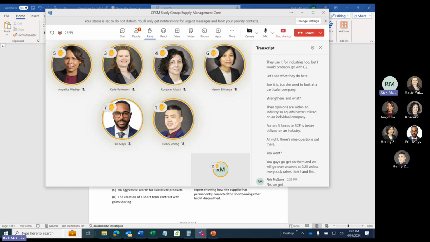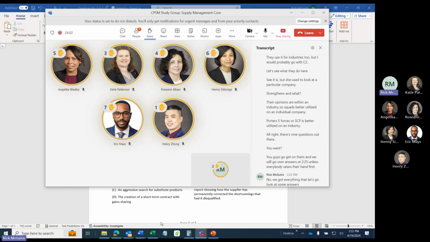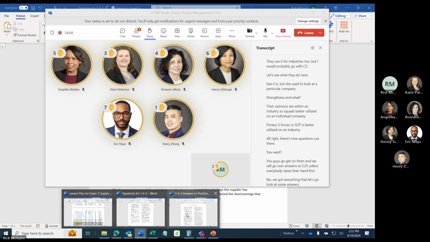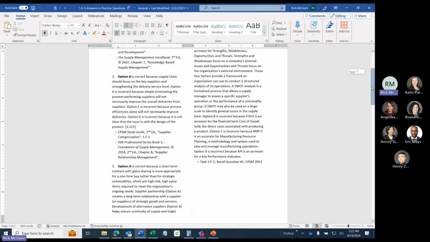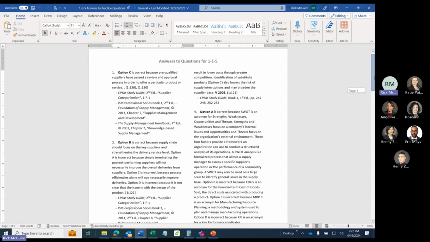We got everybody, okay. Let's go look at some answers. Number 1 is Charlie. Pre-qualified suppliers have passed a review and are in the approved process. 2 is Bravo. Supply chain should focus on key suppliers and strengthening the delivery service levels. 3 is Delta. Short-term contract with gain sharing is more appropriate for a one-time buy. So anytime you see they're talking about strategic suppliers and there's an answer with something short-term, that's the wrong answer. And they're looking for an exception there.